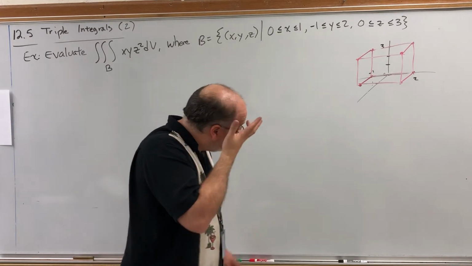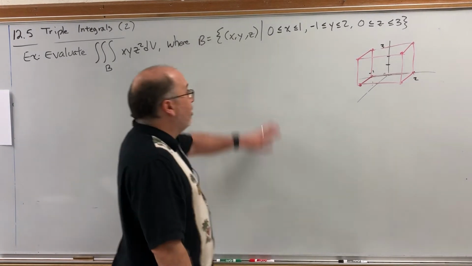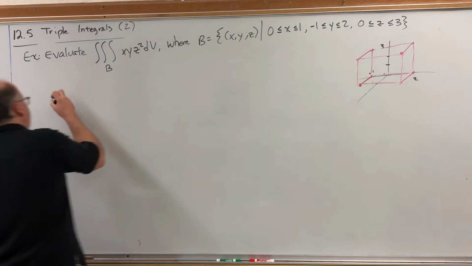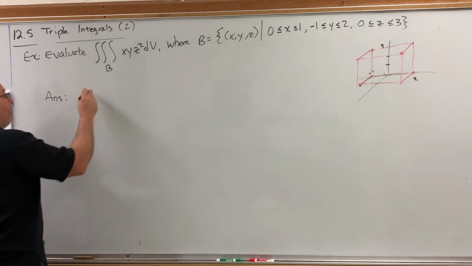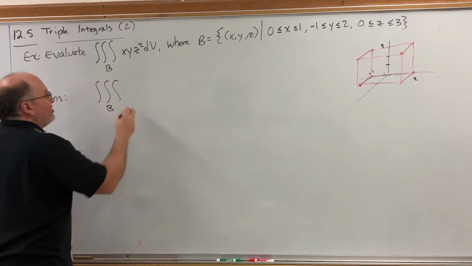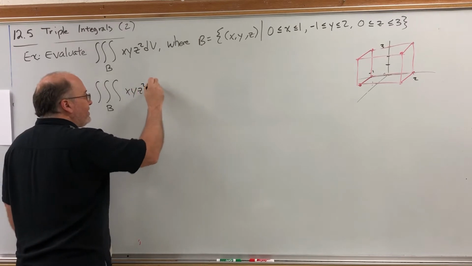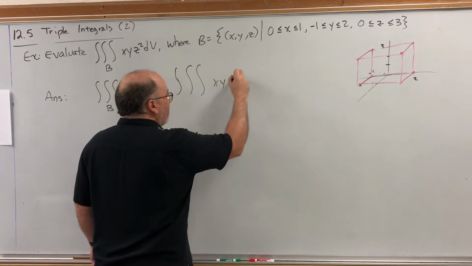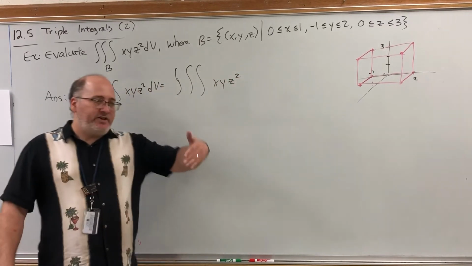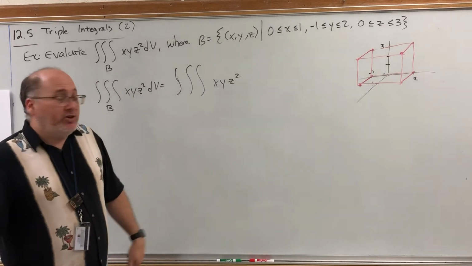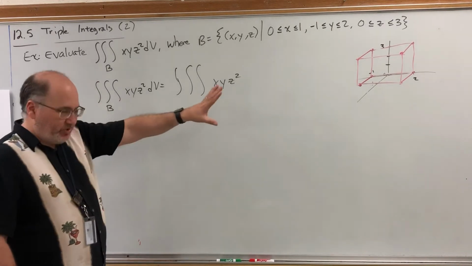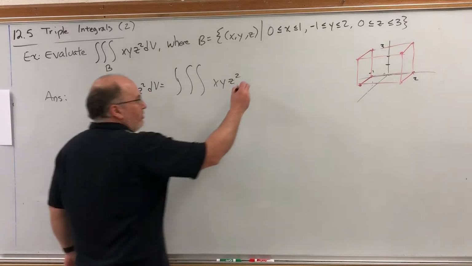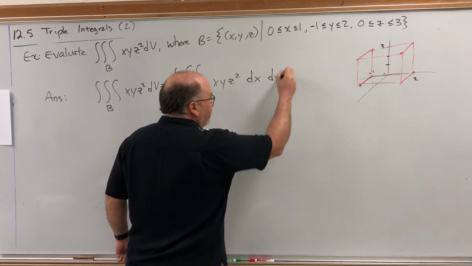Do we have to draw that in this problem? No, because it's just a box. Our limits of integration are given to us. So how would we evaluate this? As a triple iterated integral. The triple integral over that solid of xyz squared dV is equal to the triple iterated integral of xyz squared. Now I have to break the dV down into dx, dy, and dz, and the order actually doesn't matter because this is a box. In other problems, the order of integration will be super important. But let's just go with the natural one, which would be dx, dy, dz.